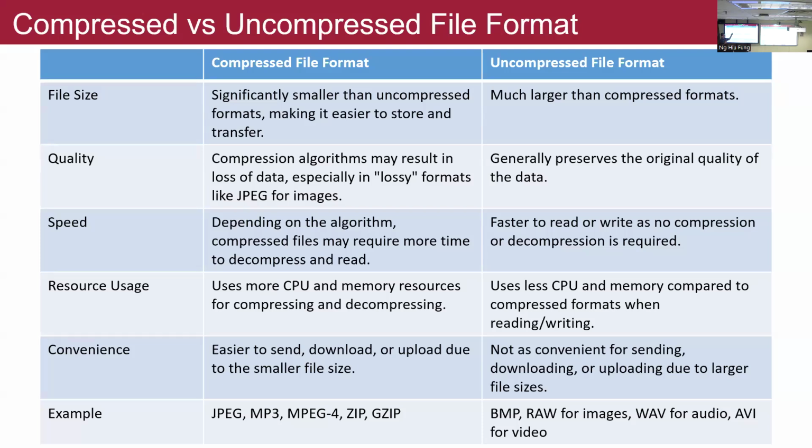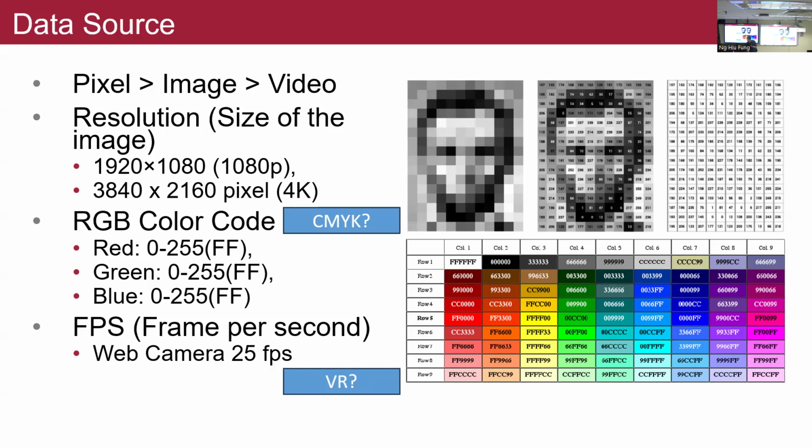Next one is the image file. An image file can be divided into two parts: the first one is compressed, the second one is uncompressed. Uncompressed means I display all the color codes one by one. Do you still remember we have this one, right?